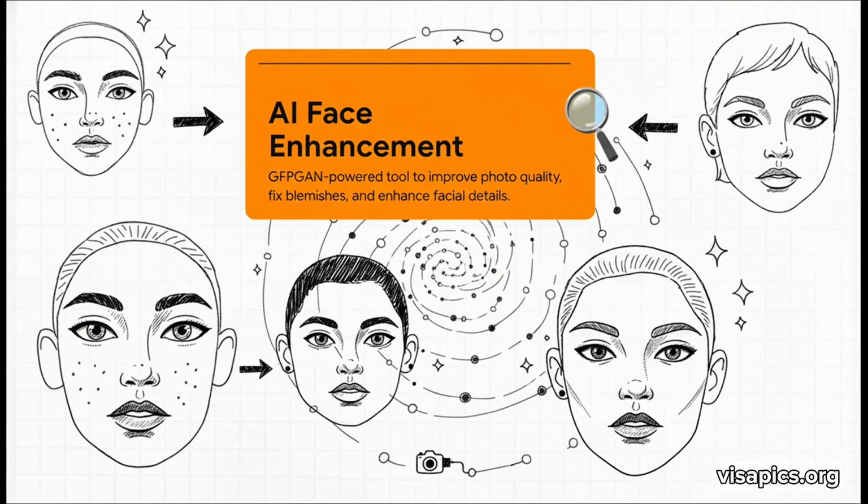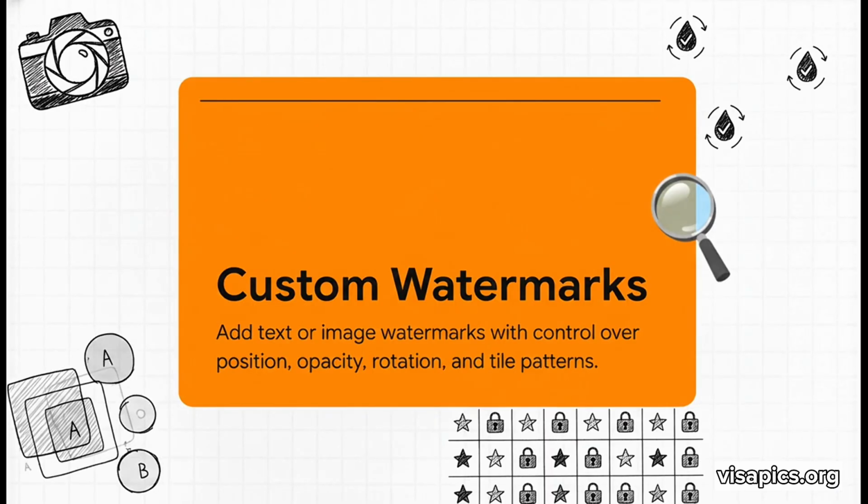So this thing uses GFPGAN technology to automatically upscale and just improve photos that your users submit. It'll fix blemishes, sharpen up details. It's just a fantastic way to boost the quality of all that user-generated content on your platform, and it makes everything look way more professional. And of course, you also get fully customizable watermarks to protect your images. You can add text or a logo, control its position and opacity, and even create tiled patterns for maximum coverage. And you can do all of that with just one simple API call.